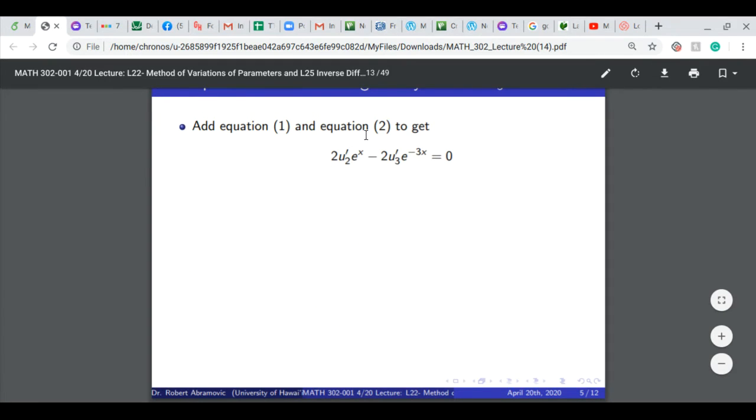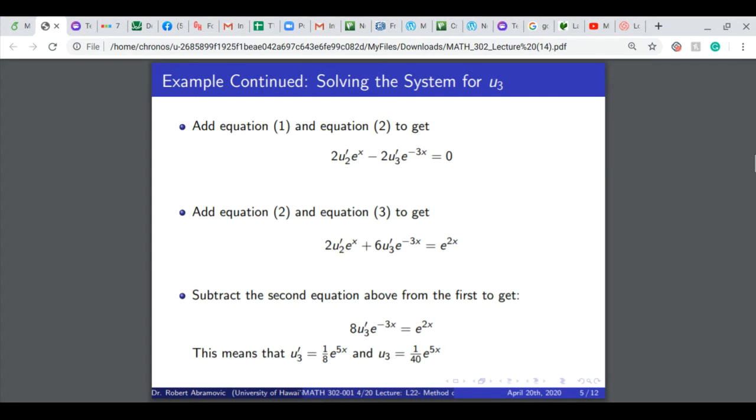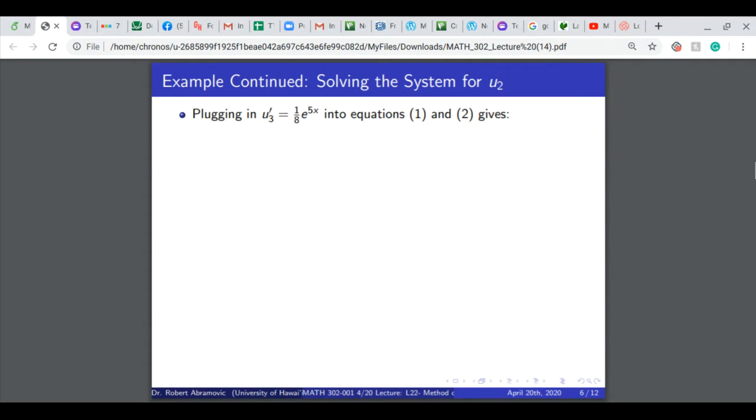If you add the first and second equation above, you get the following. That eliminates u1 prime. You add the second and third equation, you also eliminate u1 prime, and now we can subtract these two equations to get u3 prime. We eliminated u2 prime. u3 prime e to the minus 3x is 1/8 e to the 2x. Solve for u3 prime. That's just multiplying by e to the 3x on both sides. So we get u3 prime is 1/8 times e to the 5x. u3 is 1/40 e to the 5x.